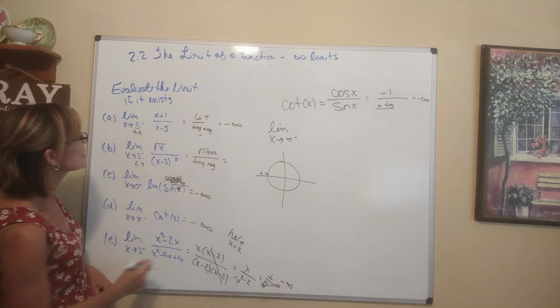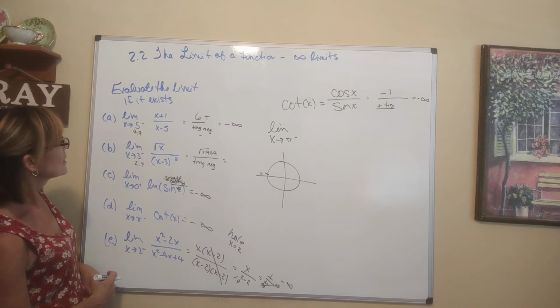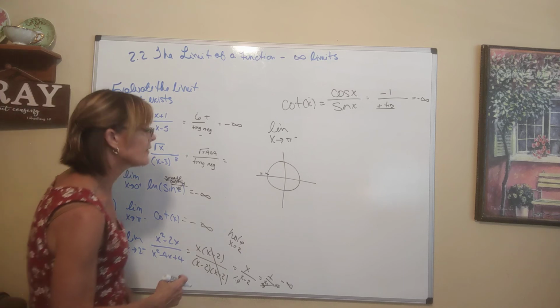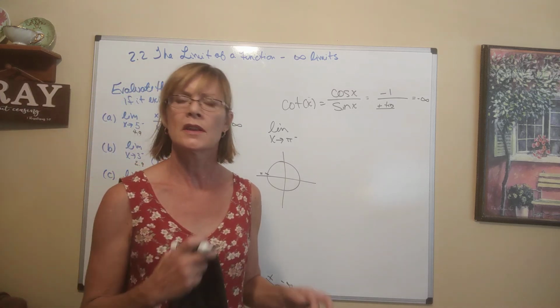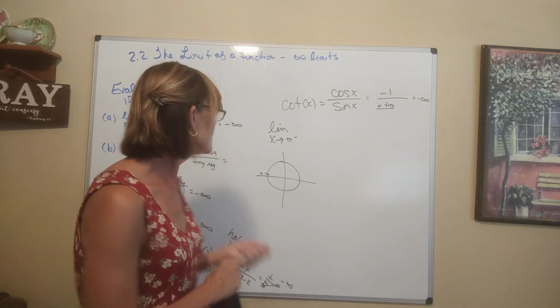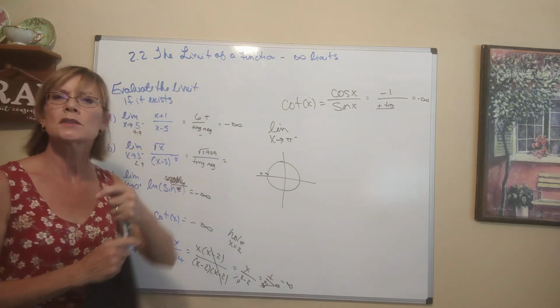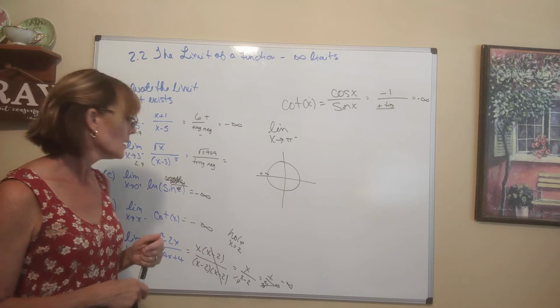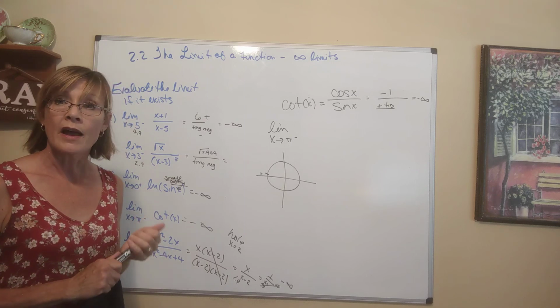Did every one of these give us negative infinity? I guess so. You can have instances where you get a positive infinity. These just all happen to be negative. So that's how you can think through these limits when you are not given a graph. Okay.